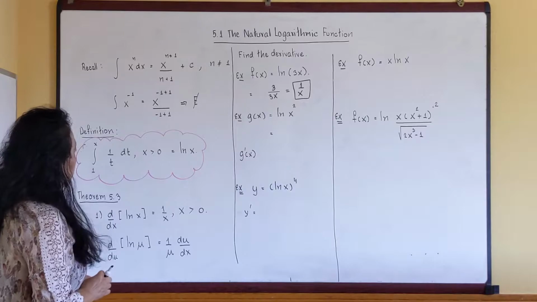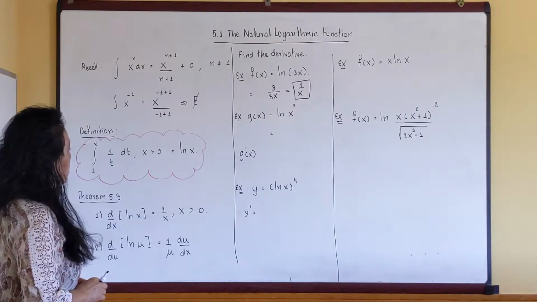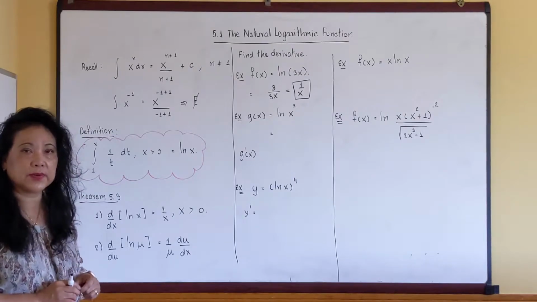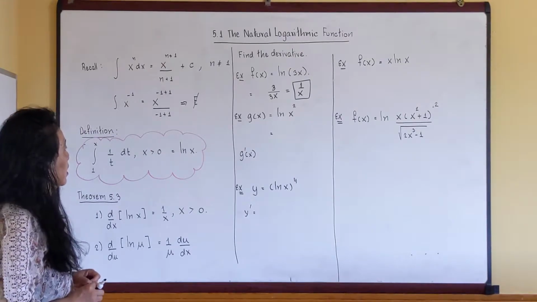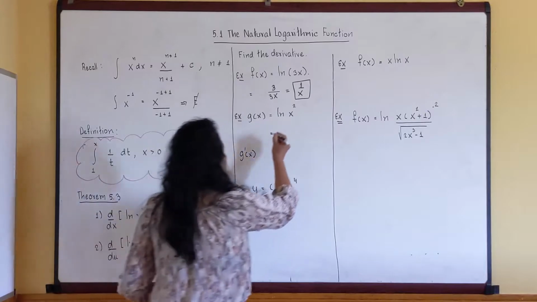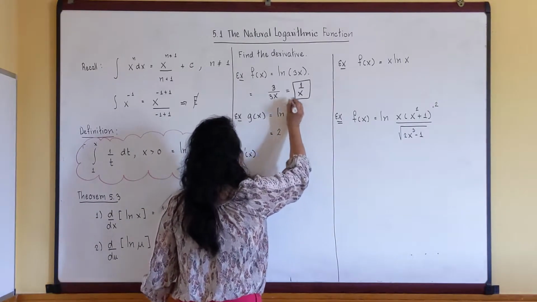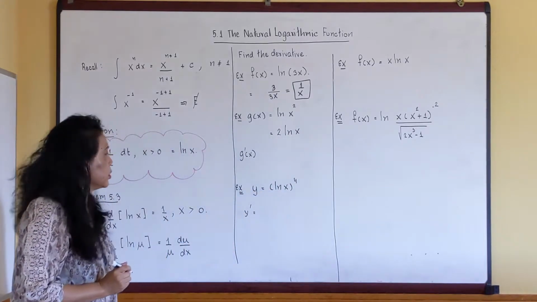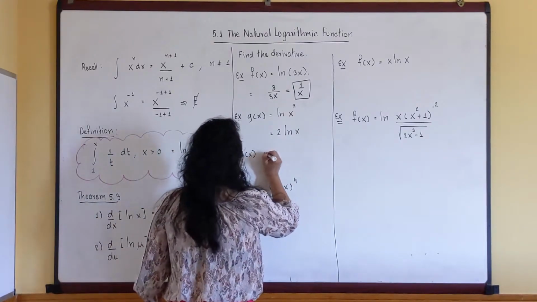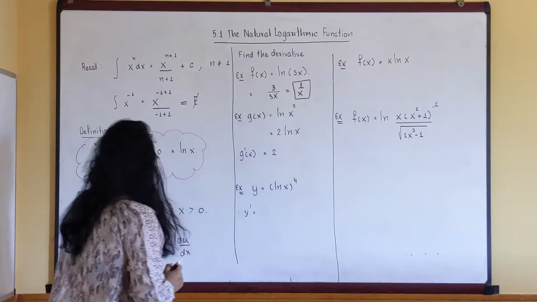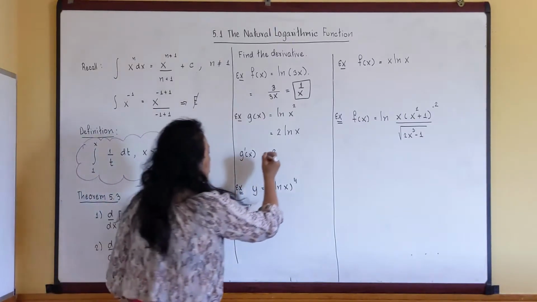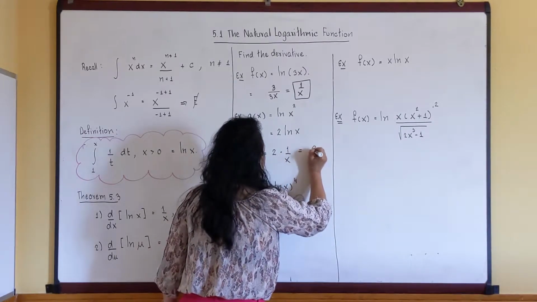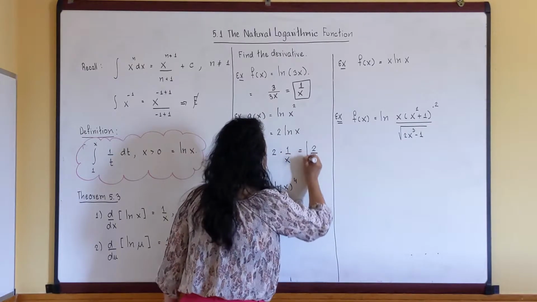The second one, I have g of x is equal to ln x squared. So I'm going to rewrite this first as the natural log. I can bring the 2 up, 2 ln x. And then I will take the derivative. So 2 stays, and the derivative of ln x is just 1 over x. So your answer will be 2 over x.